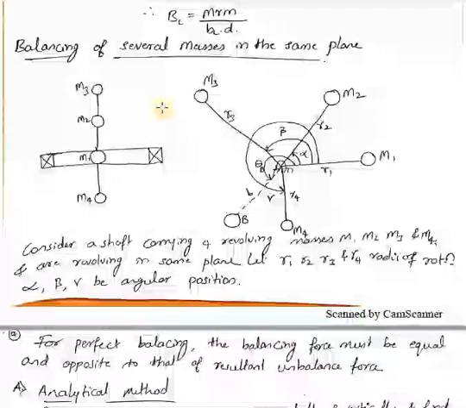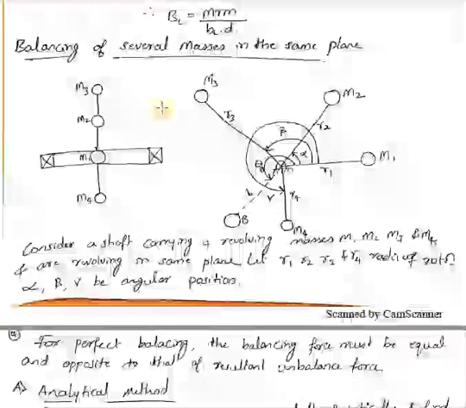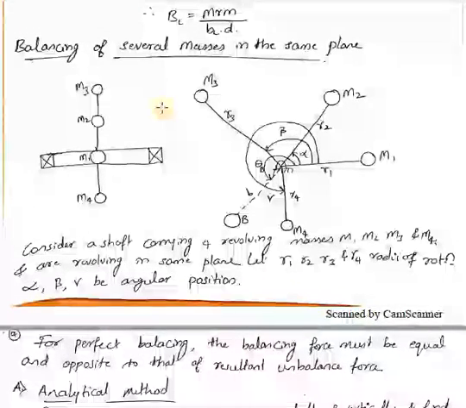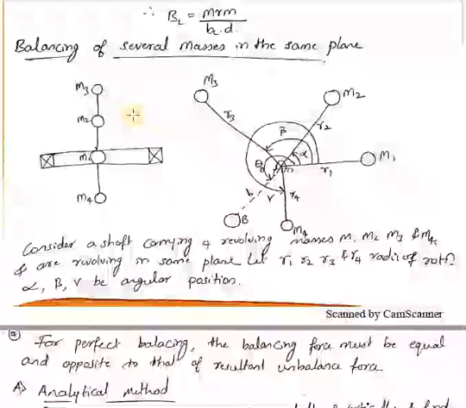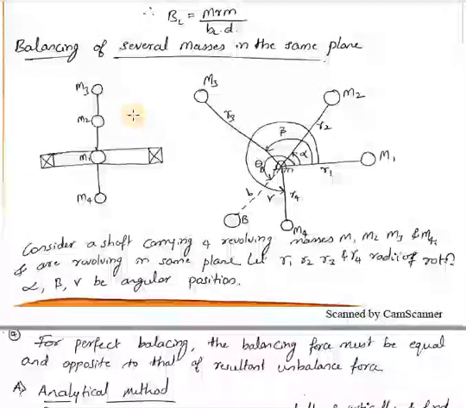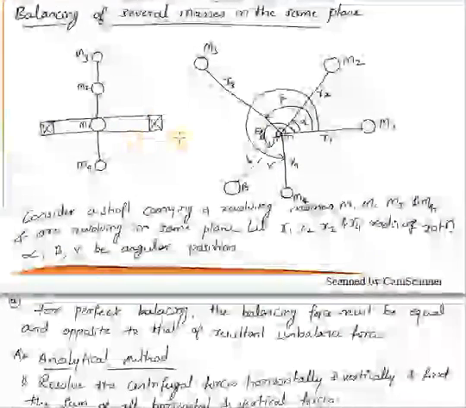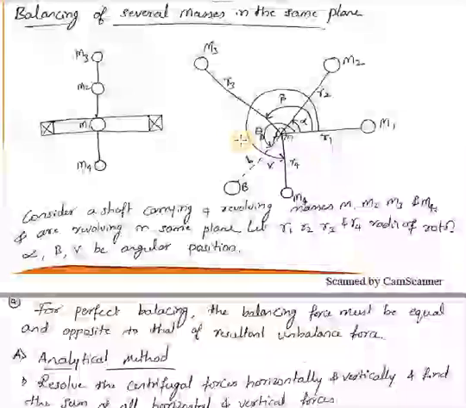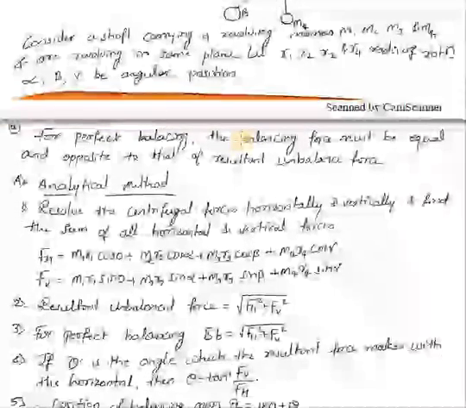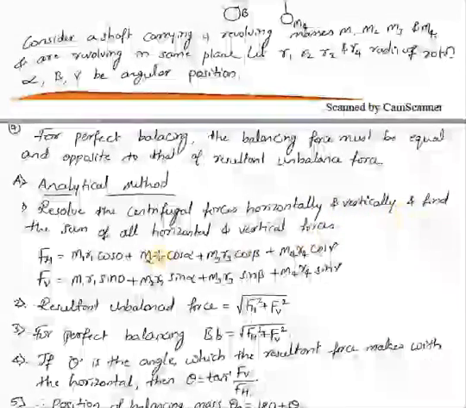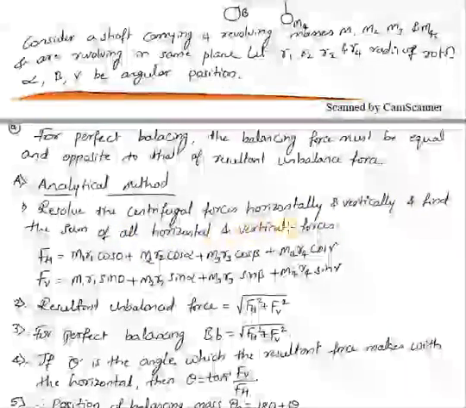So here, to get the balancing force or to know the mass of the balancing body, there are two methods. One is the analytical method and another is the graphical method. In the analytical method, the magnitude and position of the balancing mass can be found by using this space diagram. That is, resolve the centrifugal forces horizontally and vertically and find the sum of all horizontal and vertical forces.